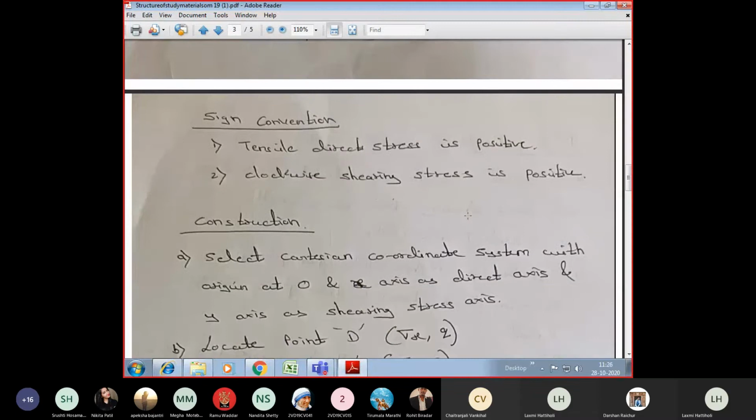So next is about sign conventions. Observe the sign conventions. When you'll be drawing the graph, I'll explain this in your numerical examples. Sign convention: tensile direct stress is taken as positive. Tensile stress is taken as positive. Compressive direct stress is taken as negative.